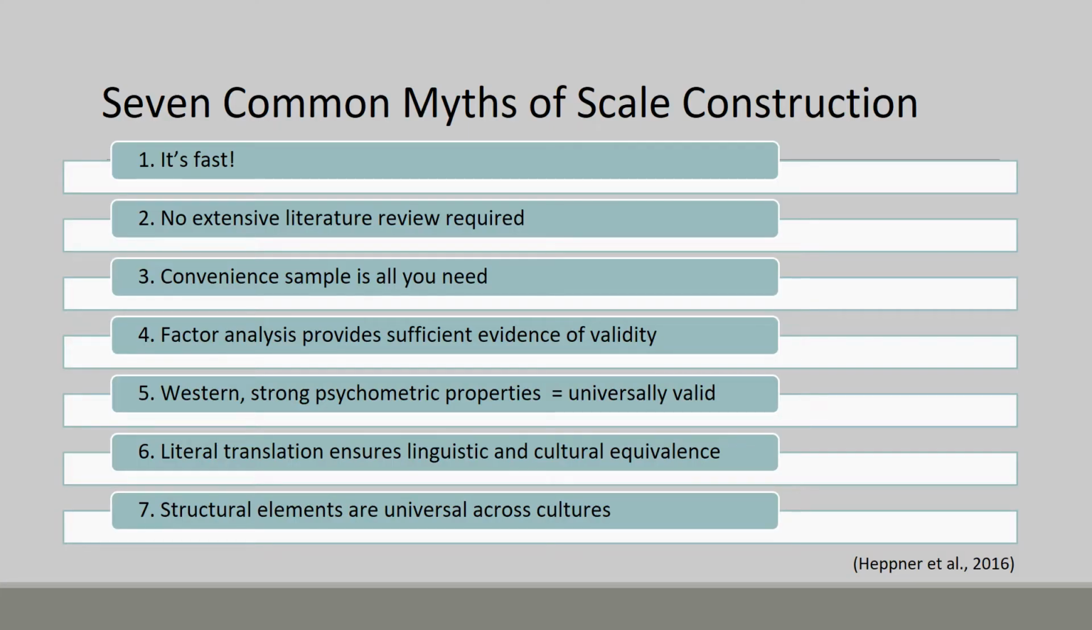Our first myth is that it's fast. Actually, item construction isn't linear. It is subject to revision, and it's not uncommon for it to take 6 months to a few years. In Peterson's book, he notes a legend that it took 72 elders 72 days to translate the Bible into Greek. And his own personal experience was that it took about 10 years of very careful translation for the message to emerge. Number 2, no literature review is required. Reviews are actually crucial as they provide the solid grounding of the construct and a wealth of information from previous research findings. Number 3, convenience sample is all you need.